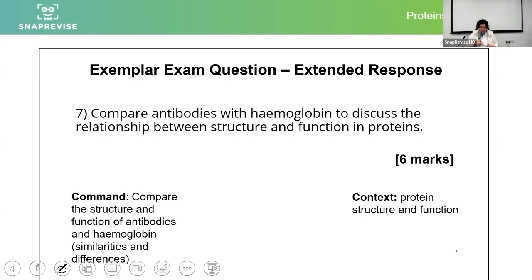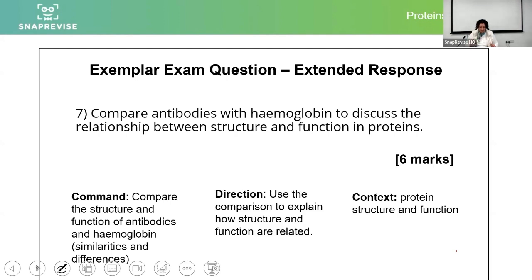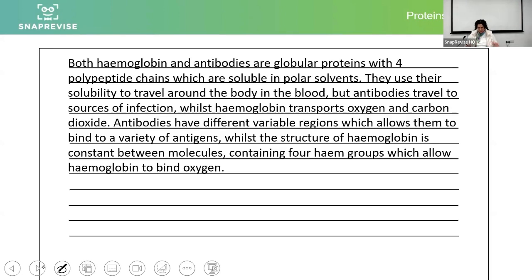And here, because it says compare and not just contrast, I will use both similarities and differences. And what is my direction? To explain how structure and function are related, which is a really common type of question as well. Let's look at the answer.